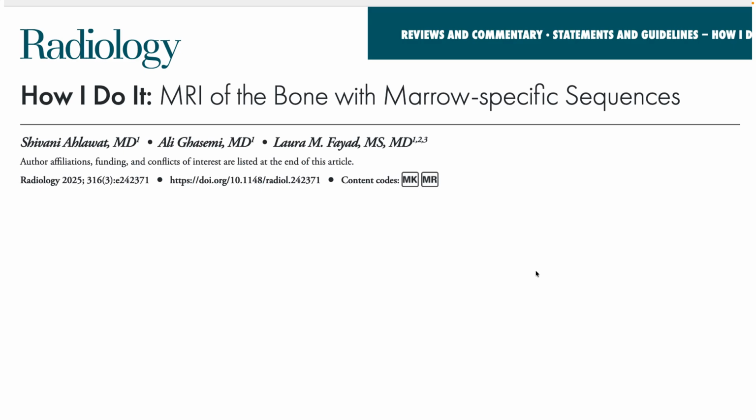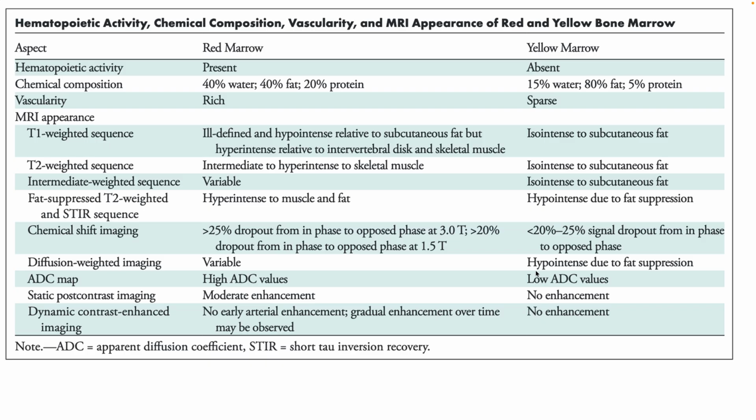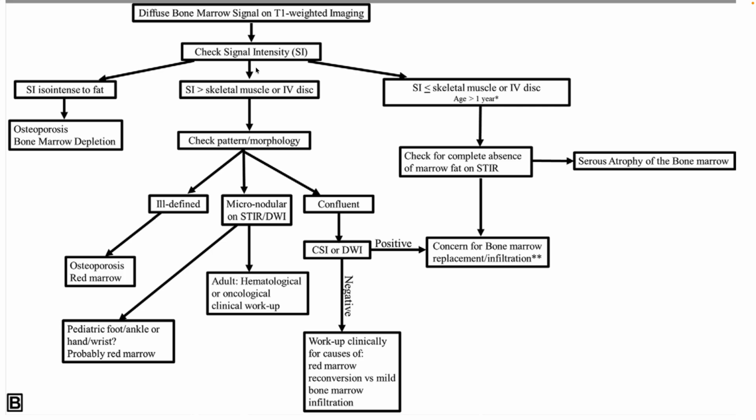So Shivani Alawat has, and she's done some lectures for REF Cafe Rengen. She did this paper, I think, a few weeks ago, and it's a lovely paper because it kind of focuses on all these practical issues that we have when we're dealing with marrow lesions. And there is this table that just describes the differences between red and yellow marrow, and then this table flow chart that tells you what to do.